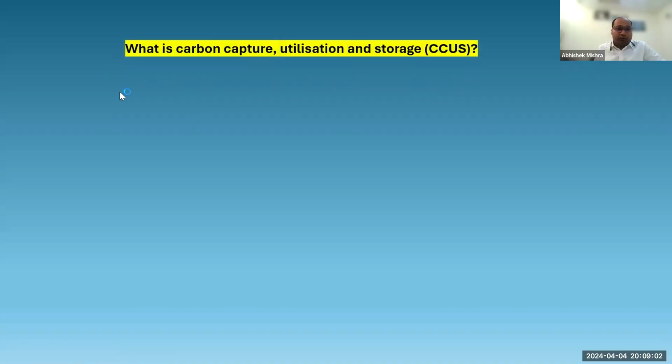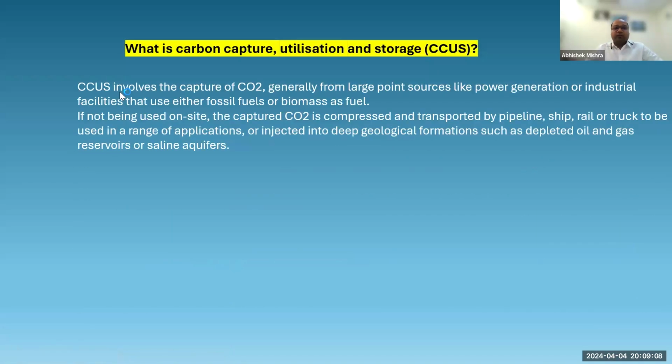If one has to briefly state what carbon capture, utilization, and storage, CCUS, is: first is the capturing of CO2 from whatever sources you have in the industries, or by any other means. And then, if it is not being used on that particular site, you have to capture, compress it, and transport it by pipeline. That can involve some issues, as I said, of leaking and all.